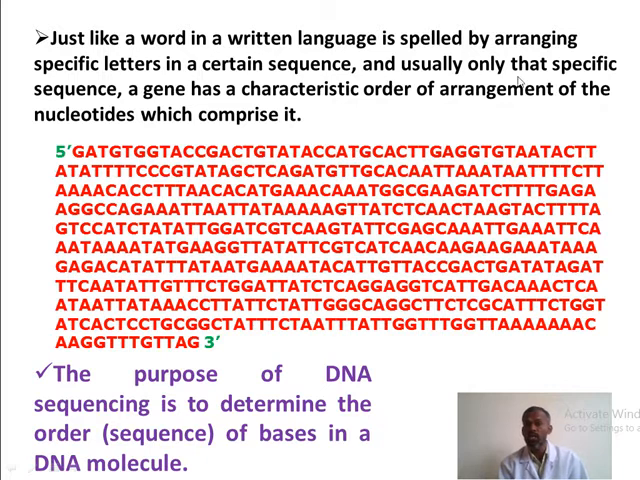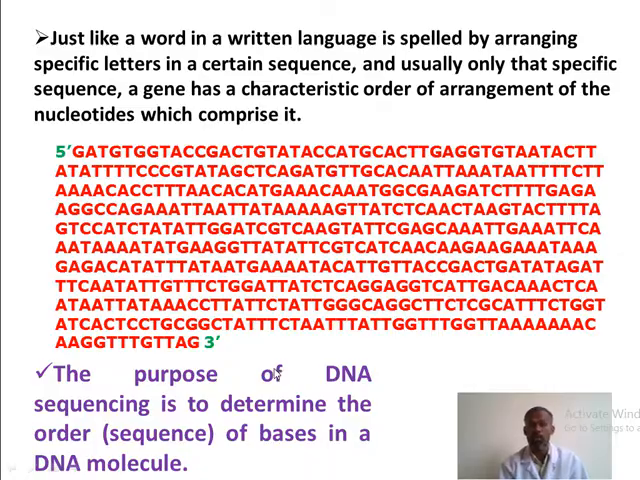Okay, and usually a gene has a characteristic order of arrangement of the nucleotides which comprise it. So it has a specific order, therefore it has a specific character, the gene. The purpose of DNA sequencing is to determine the order of bases in a DNA molecule.